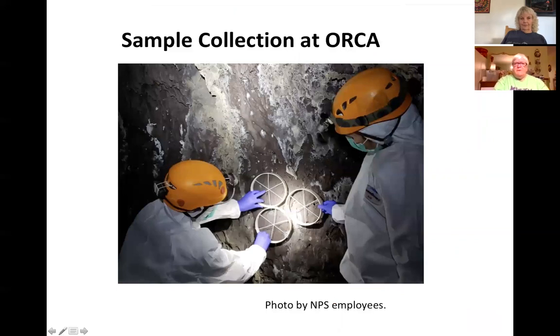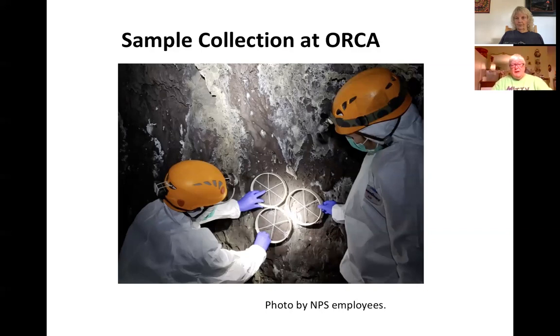Now here's an example of sample collection at Orca. First of all, notice that the people doing the sampling are wearing a lot of personal protective equipment, including face masks, Tyvek suits, and gloves, which they're going to be changing. They're doing this not to protect themselves so much, but to protect the microbes in the environment. Of course, these are caves that have bats, so there's the potential for histo, so it's a mutual protection.